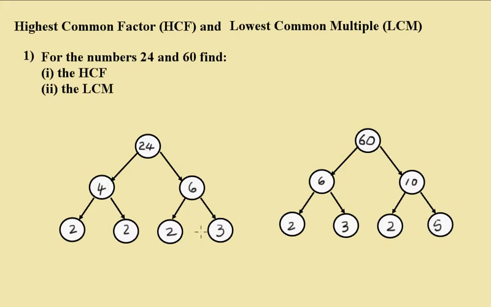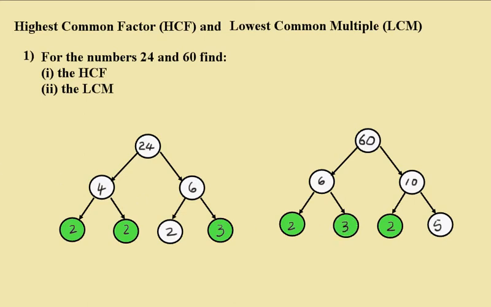Now what I'll do next is I'm going to find the common numbers between these two sets of prime numbers down here. Right, so to do that, I'm just going to fill in. So we've got a 2 there, and a 2 there, and we've got a 2 there, and another 2 over here, and we've got a 3 here, and a 3 there.